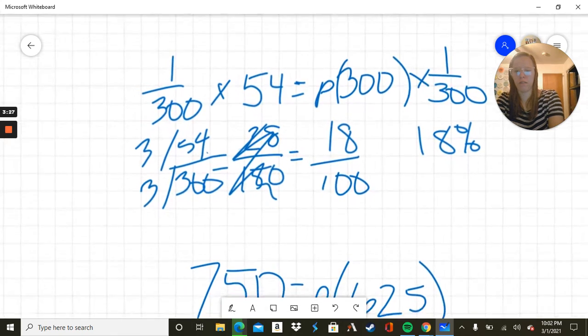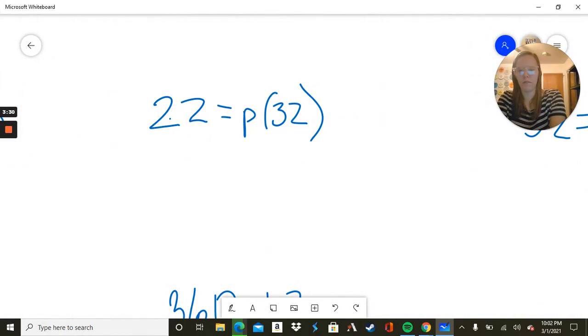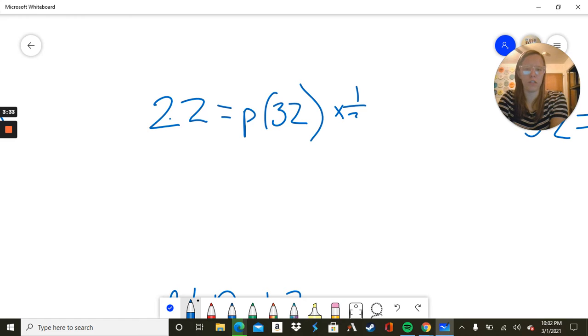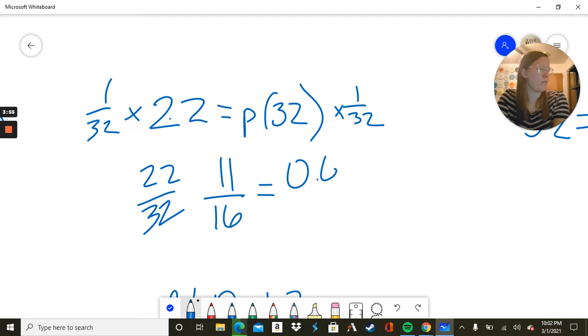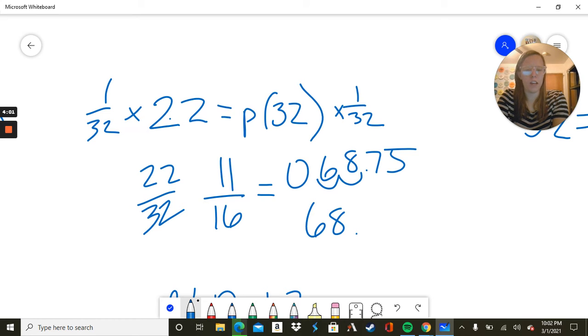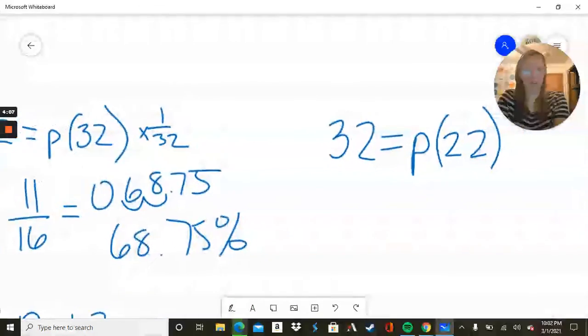So same thing again, times 1 over 32. So 22 over 32. We can simplify that to 11 over 16, and then divide it out, and we're going to get 0.6875, but when you multiply by 100, 68.75%. Okay, I know this is a lot because it's new, but we got this.